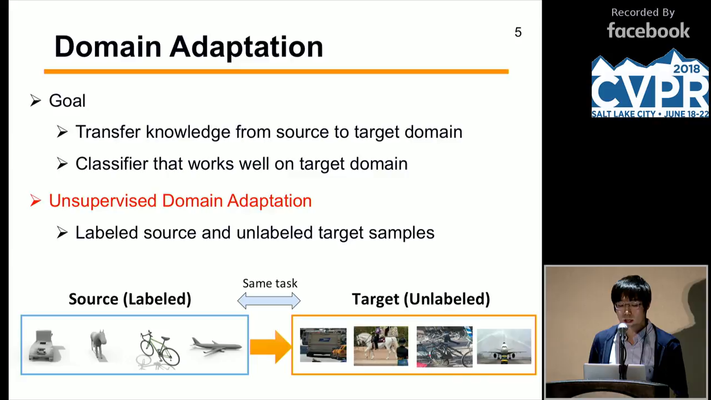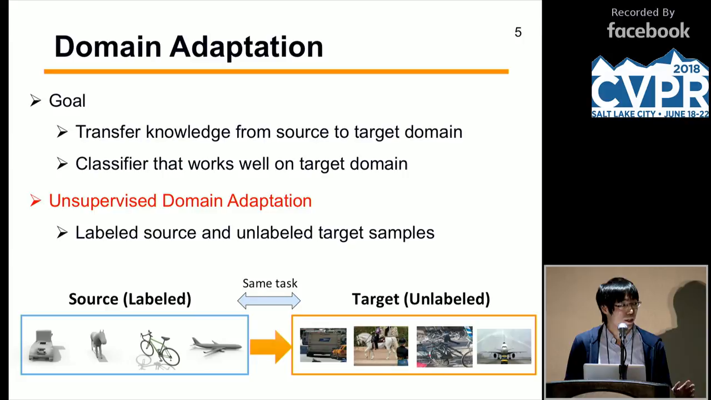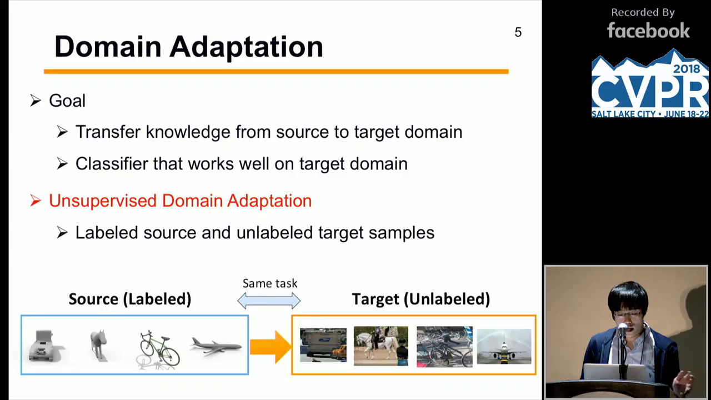Especially in this work, we tackled the task of unsupervised domain adaptation, where labeled source samples and unlabeled target samples are provided during training. If we can train a good classifier for the target domain in this situation, we can efficiently reduce the annotation cost for the target samples. I have shown the example of semantic segmentation in the previous slide, but semantic segmentation can be seen as a special case of image classification, so I will explain a method with this standard image classification setting as shown in the bottom of the slide.